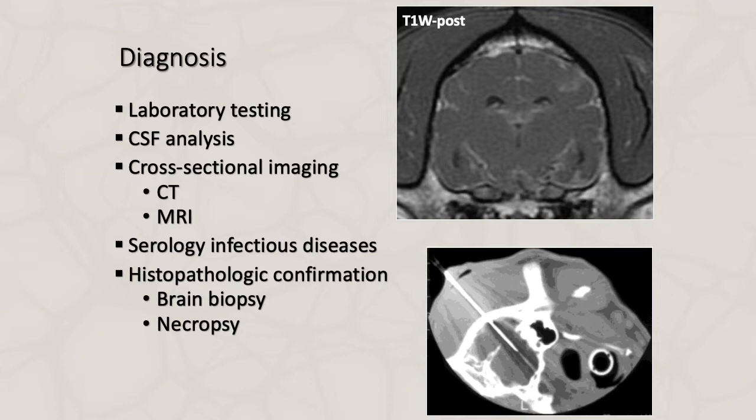Now, often when we diagnose CNS inflammation, we have to go through a gamut of diagnostics. The most important are going to be cross-sectional imaging, with MRI being the best. Also, CSF analysis can be helpful with differentials. We always want to rule out infectious disease first before we make a diagnosis of a non-infectious cause.